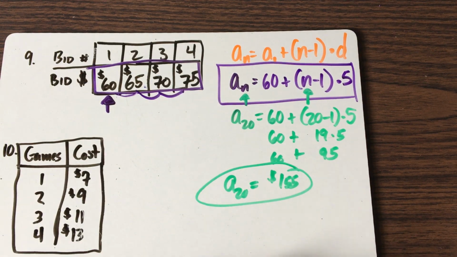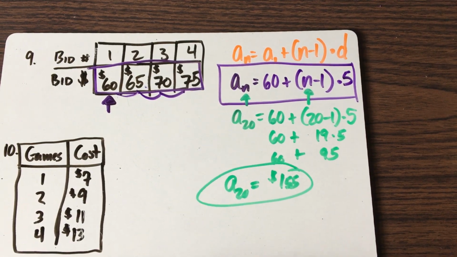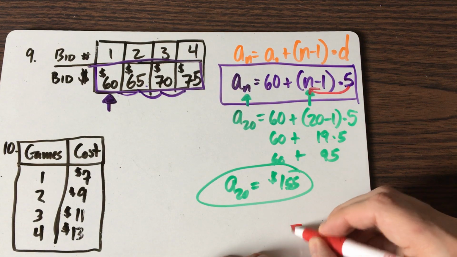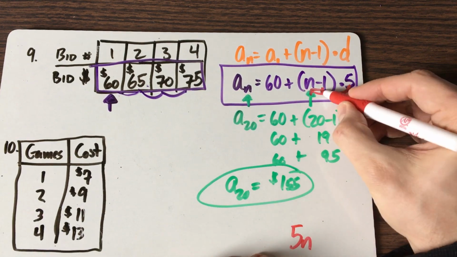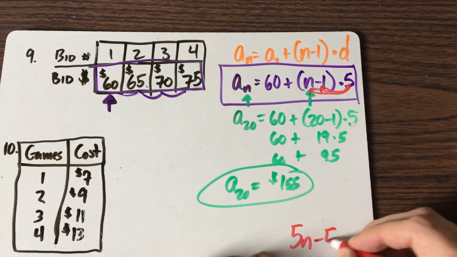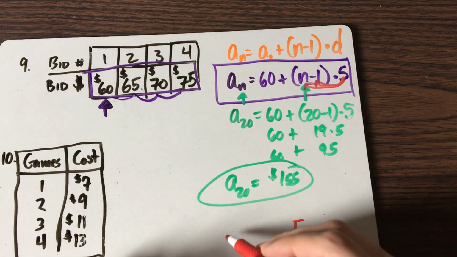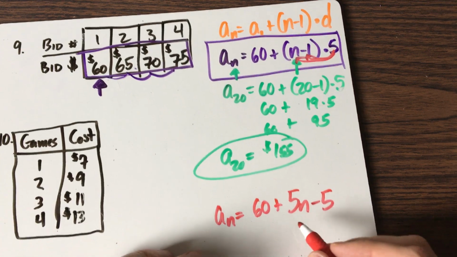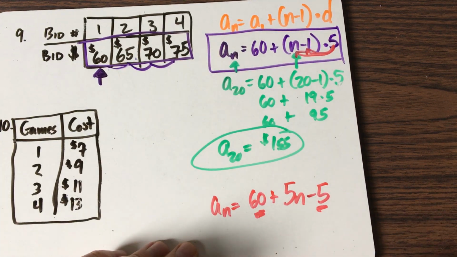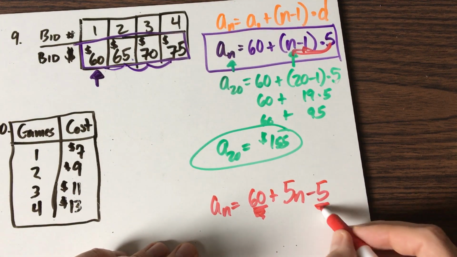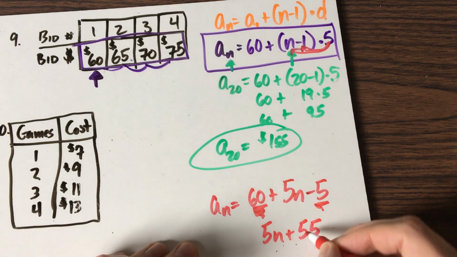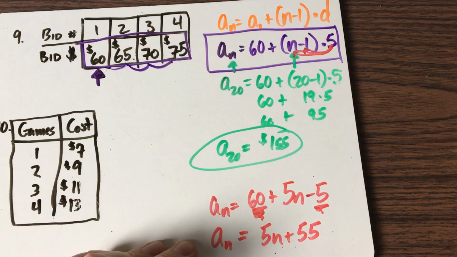Or what our book is going to make you do, our book is going to make you distribute this thing, right? Our book is going to make you do 5 times n, which I'm just going to put down here, and 5 times negative 1, which is negative 5. And they're going to make you copy down all this at the beginning, right? A n, and then 60, and then the plus sign. And then our book's going to want you to combine this term and get 55, right? 60 minus 5 is 55. So our book is going to want you to say this, right?